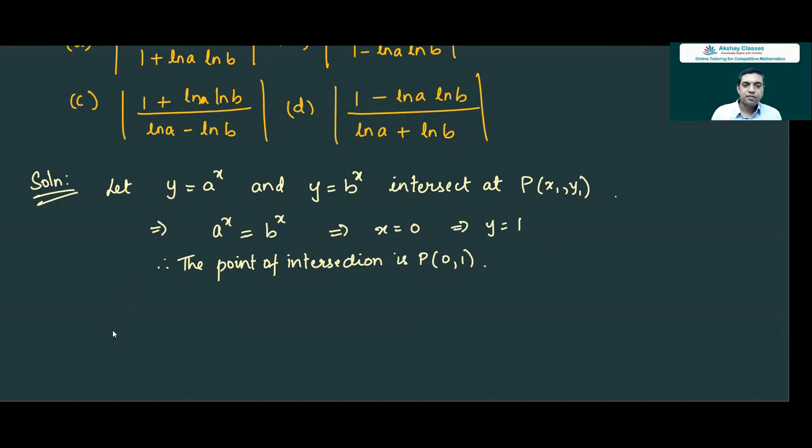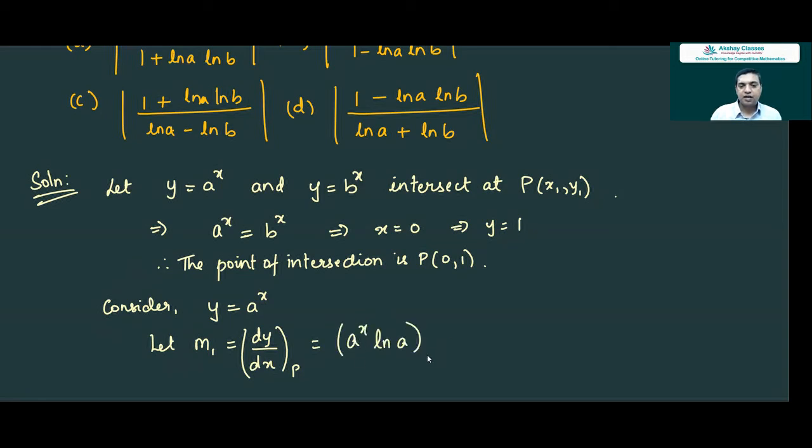Now, differentiate. Now consider the first curve. Let M1 be the derivative of this curve at P. So what is derivative of a power x? It is a power x log a. At what? 0, 1. So substitute x equal to 0. Y term is not there anywhere here. When x equal to 0, you get log a.